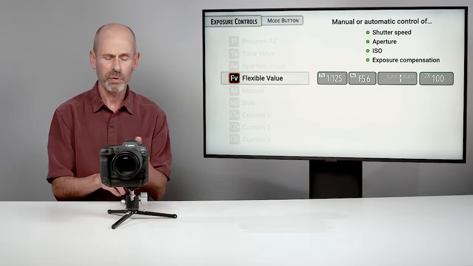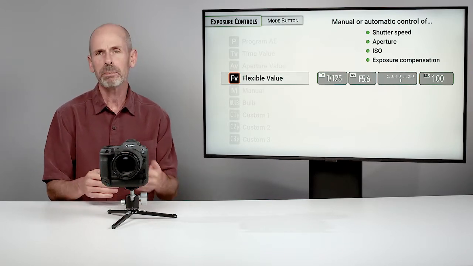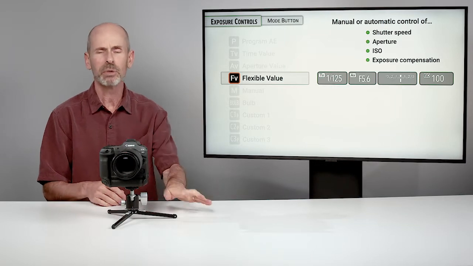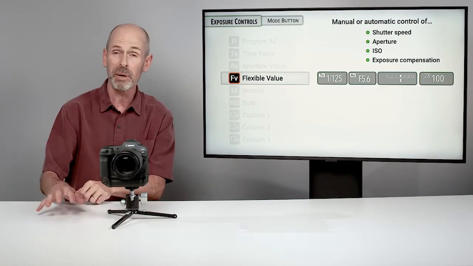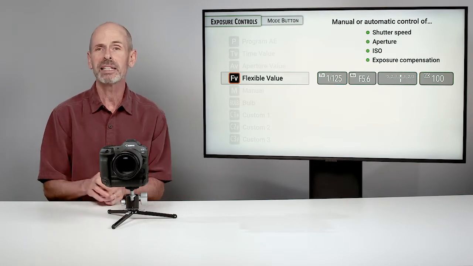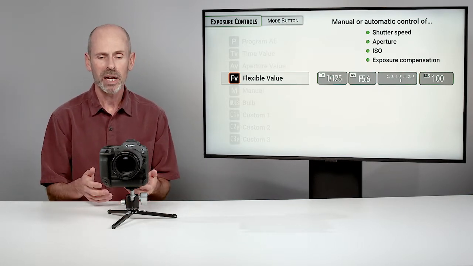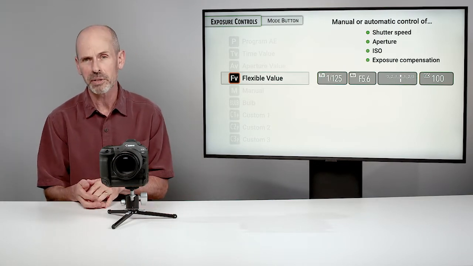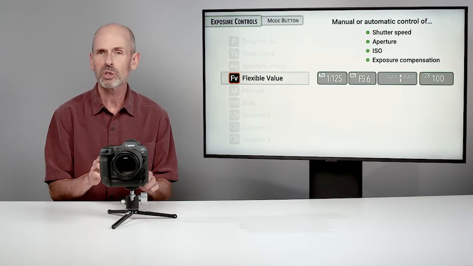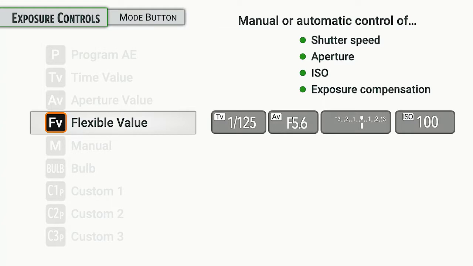And for the first three of those, you can jump in at any time and say, I want you to be automatic and I want you to be manual, and I want to switch it out anytime I want. Normally you would have to go, oh, okay, well, I want to be in the program mode. Well, now I'm going to switch to the time value mode. Well, here you just control those individual functions of the camera.